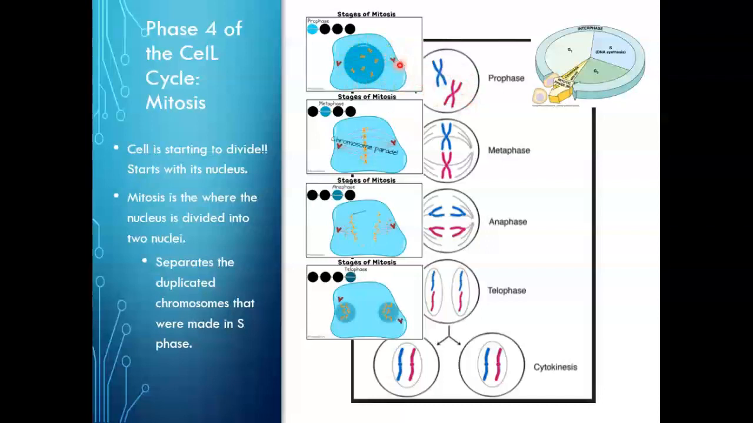You'll also start to see these little fishing lines come out. These fishing lines are called spindle fibers, and spindle fibers come from these things called telomeres. There are telomeres on each side of the cell. Think of them like fishermen. So they're going to cast their lines, and they're going to start trying to find the centromeres of these chromosomes.